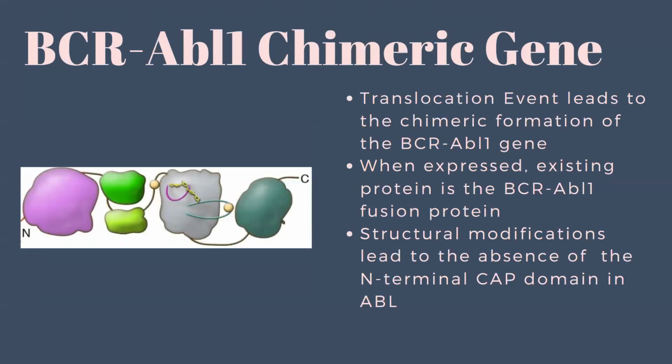So this translocation event leads to the chimeric formation of the BCR-Abl1 gene. And when it's expressed, this BCR-Abl1 fusion protein, like I said, is what exists. And like I just said too, it's that part that's left on from the translocation, stuck back on the 9th chromosome, that loses that N-terminal cap domain in ABL. So it's just downstream effects, right? If you're taking the exam, it would be good to discuss how this leads to this, leads to this, and this is why we end up with this.